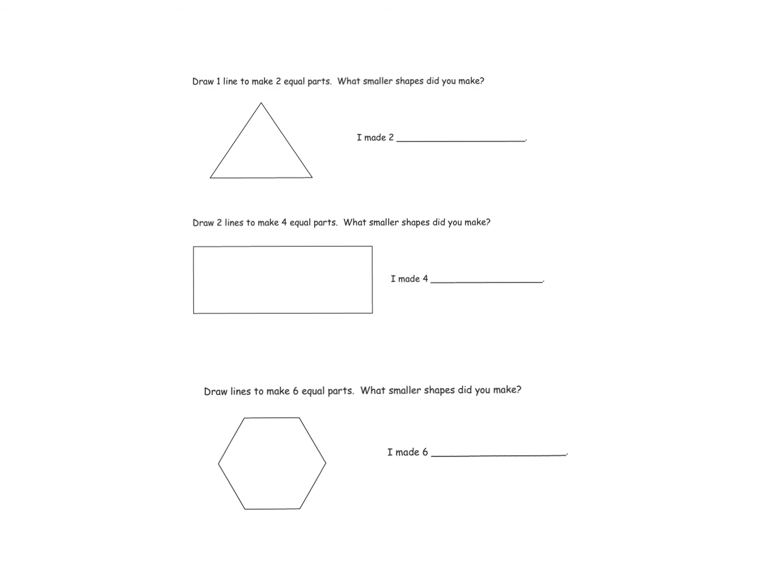Our next problem asks, draw one line to make 2 equal parts, and what smaller shapes did you make? We know for triangles we have to draw it straight down the middle, and we can see that we made 2 smaller triangles, so I made 2 triangles. This one says draw 2 lines to make 4 equal parts, and what smaller shapes did you make? Like our last problem, we'll have to draw one this way and one this way. Now we have 4 equal rectangles, so I made 4 rectangles.